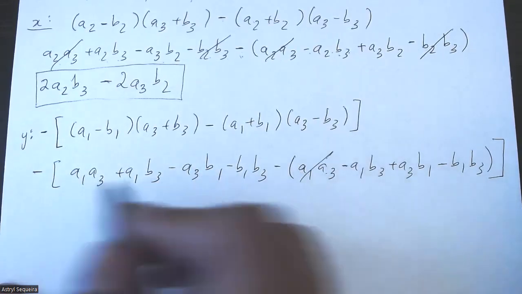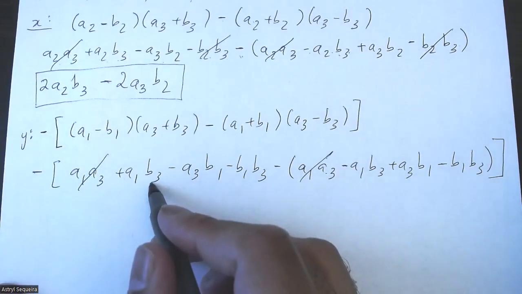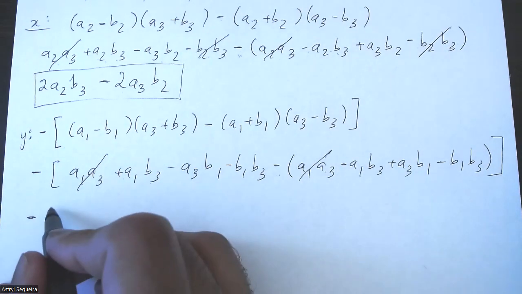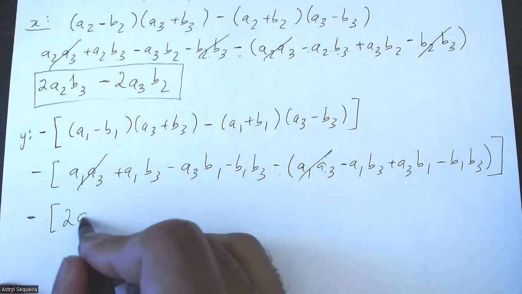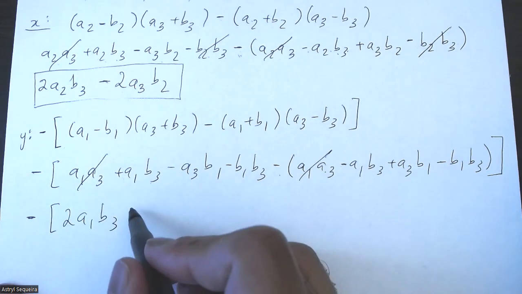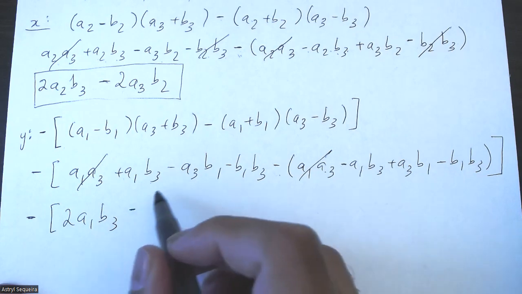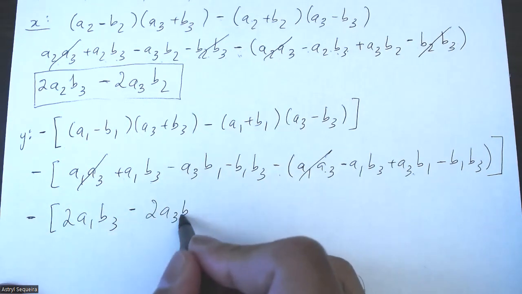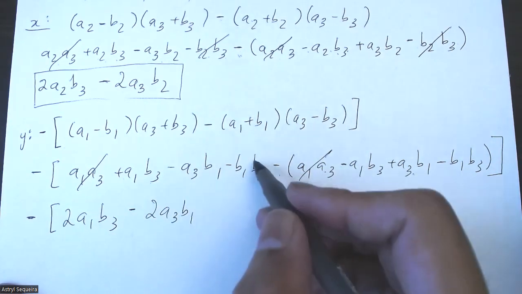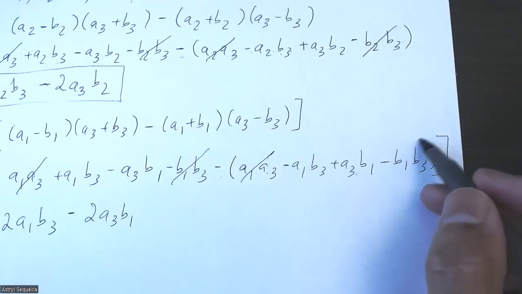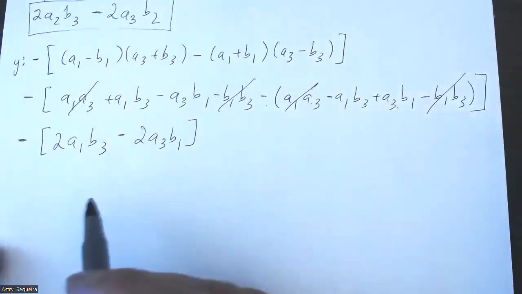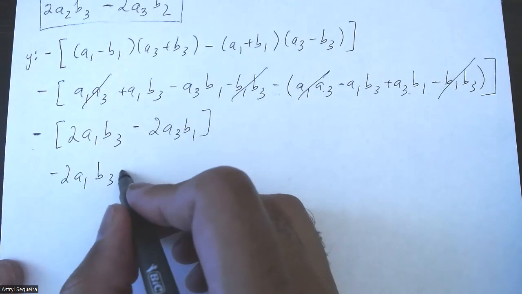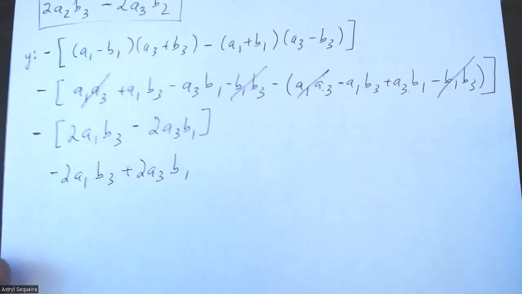A1A3 minus A1A3, these two cancel. A1B3 minus negative A1B3 is 2A1B3. And then negative, negative. So this is going to become negative 2A3B1. And then the last term should cancel off. They basically follow the pattern as they did in the previous one. So then just remember to distribute this negative into this bracket. So I have negative 2A1B3 plus 2A3B1.